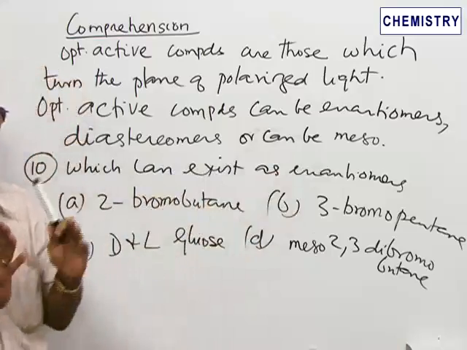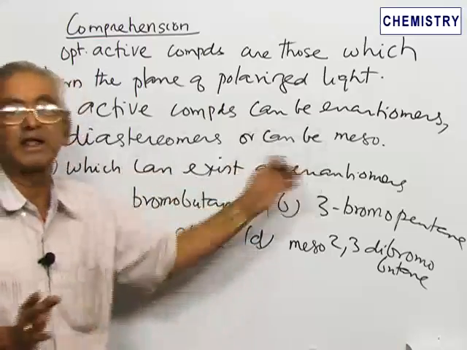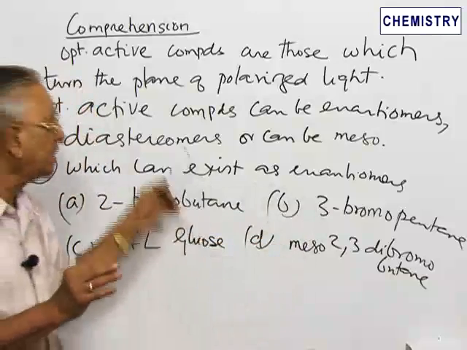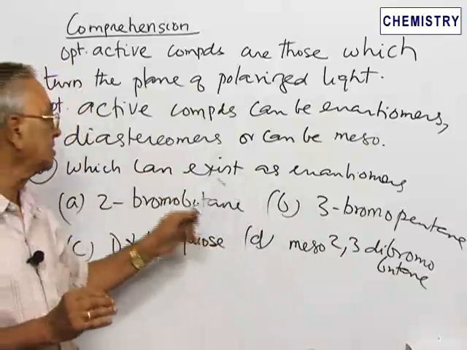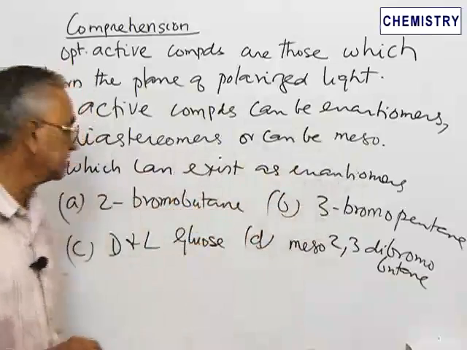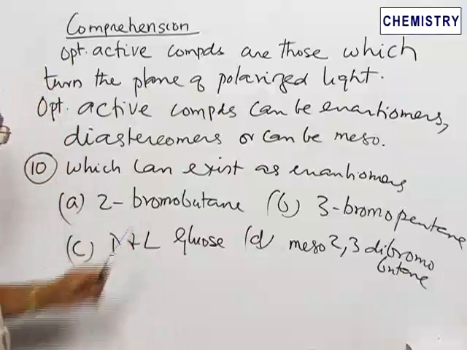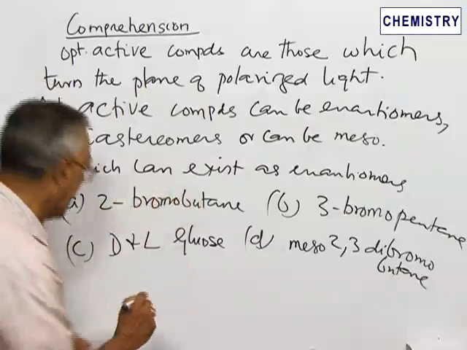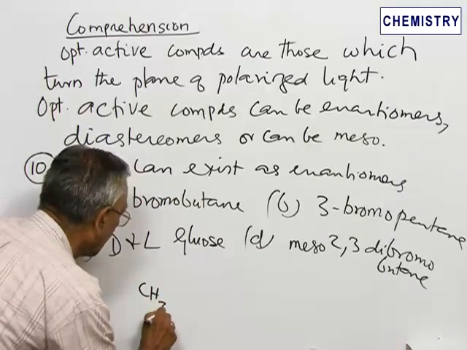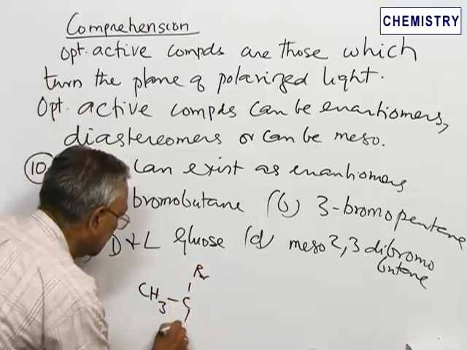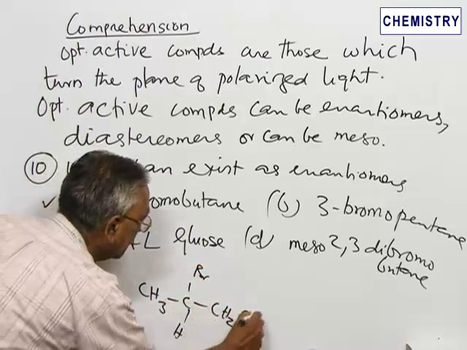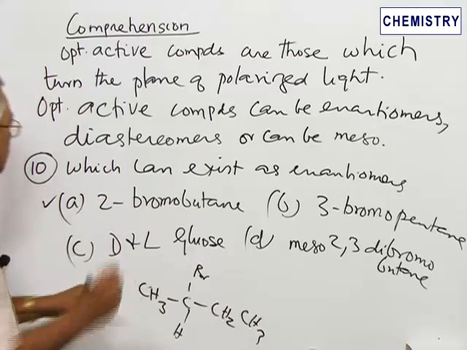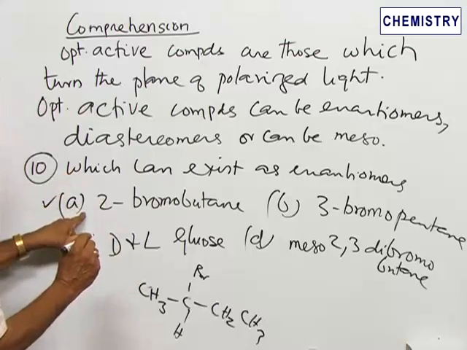What are enantiomers? Object and mirror image, something which is optically active. So in the other way of asking, which can be optically active, it has been asked which can exist as enantiomers. When you look at this, you will find there is only one compound which can exist as an optically active compound, 2-bromobutane, because 2-bromobutane has a chiral center, which is like this. This is the chiral center, a chiral carbon to which 4 different groups are attached. Therefore, only one choice is correct.